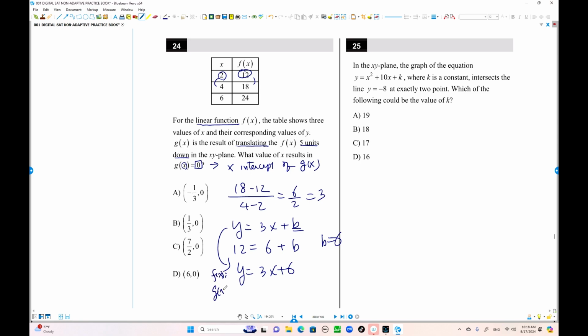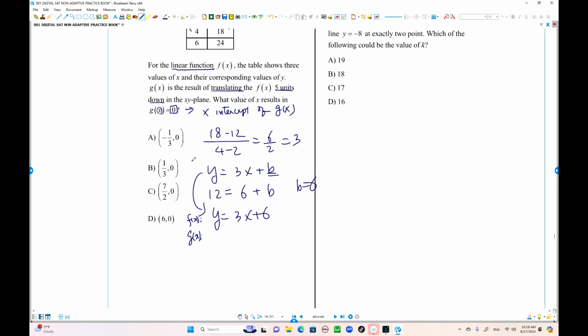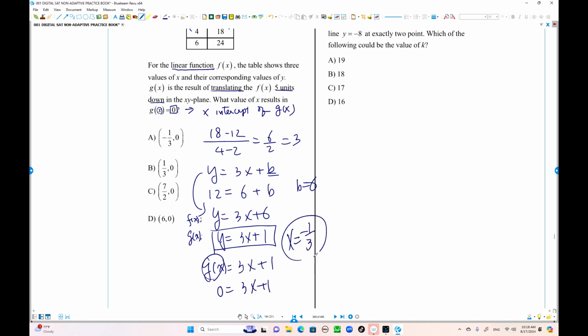What is g of x? 5 units down, minus 5, right? So y equals 3x plus 6 minus 5, which is plus 1, right? That is the equation of g of x. You can write g of x equals 3x plus 1. So what is the x-intercept? The value of y equals 0. 0 equals 3x plus 1. So x equals how much? Negative 1/3. Okay? That's the answer.